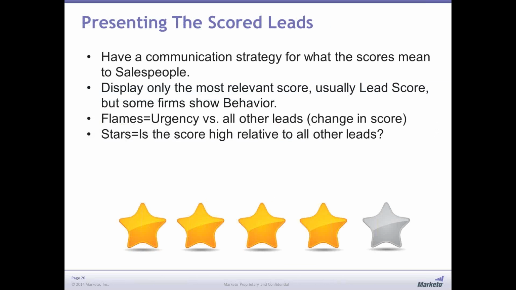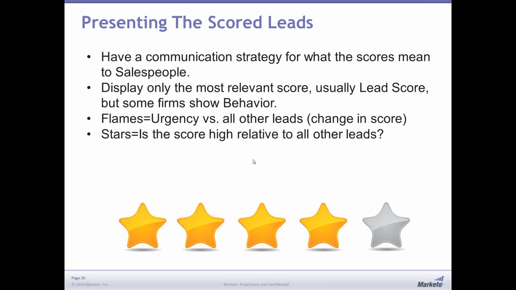Ideally, the salespeople were involved in creating these scores, and they feel like this is good. It's always bad to just spring scoring on people. They tend to ignore it or they don't like it. Keep them up to date on changes and when someone will get sent over to them. Right? What score does it take? And also talk to them about flames and stars.